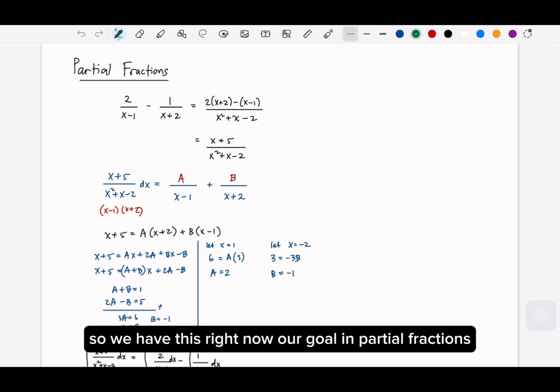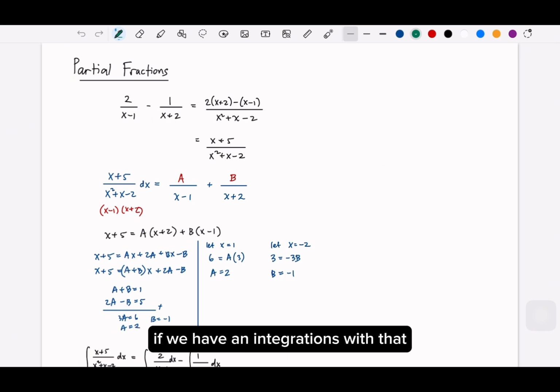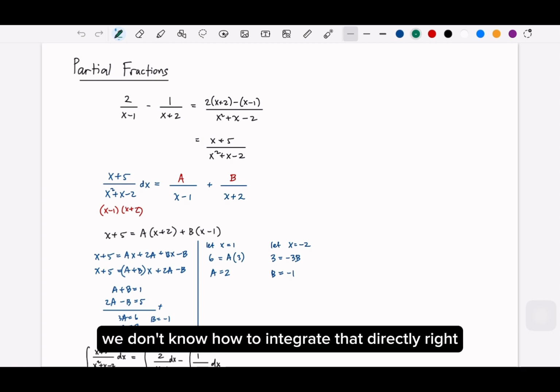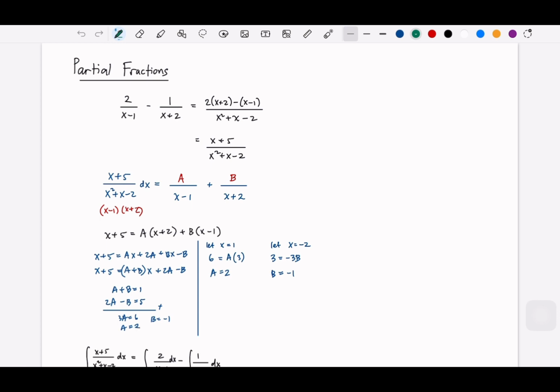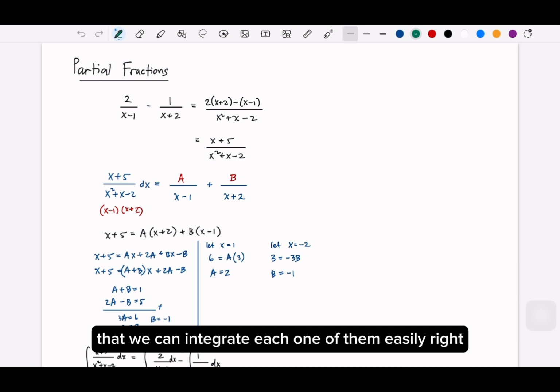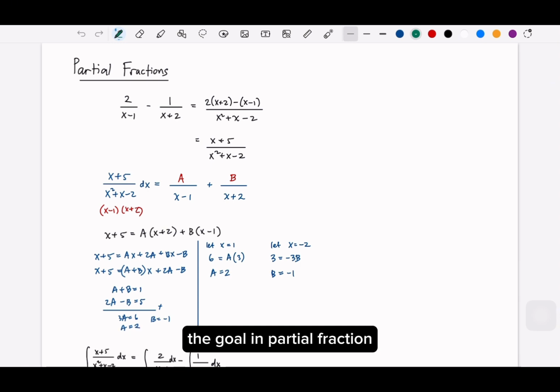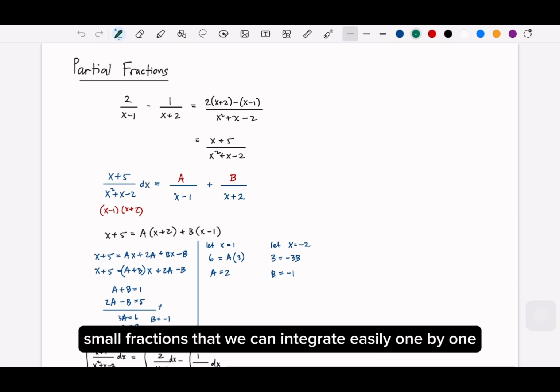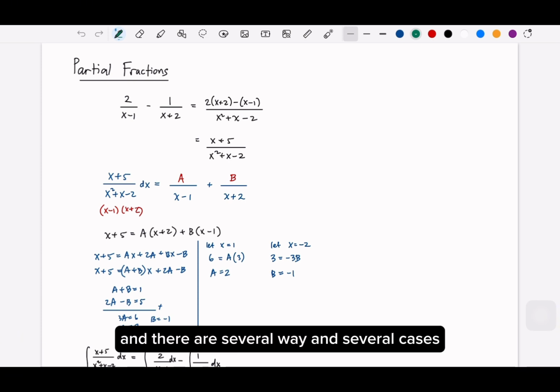Now our goal in partial fractions, if we have an integration with that fraction, we don't know how to integrate that directly, right? Unless we separate this, become this, then we can integrate each one of them easily, right? So that's the goal in partial fractions: how to separate a big chunk of fractions and make it smaller fractions that we can integrate easily one by one. And there are several ways and several cases.